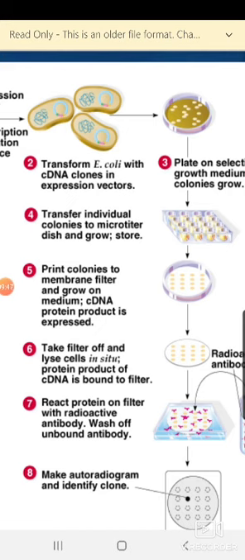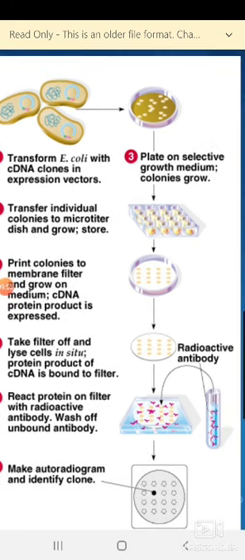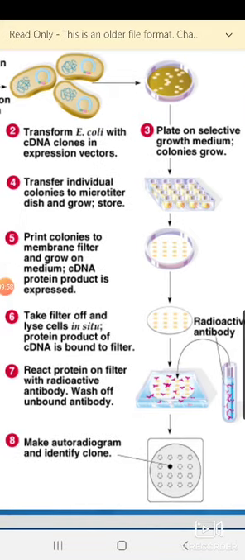Then in the sixth step, take the filter off and lyse the cells in situ. The protein product of the cDNA is bound to the filter. Remember, the filter means the nitrocellulose membrane. Now we lyse the cells; the lysis buffer should be such that only the protein is there. So the proteins from each colony, from the microtiter dish to the media and then to the nitrocellulose membrane, stick. You can see the yellow colored spots.